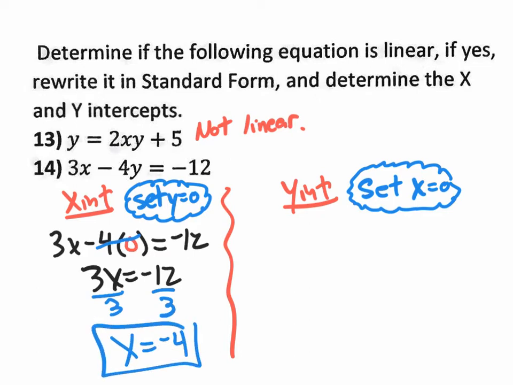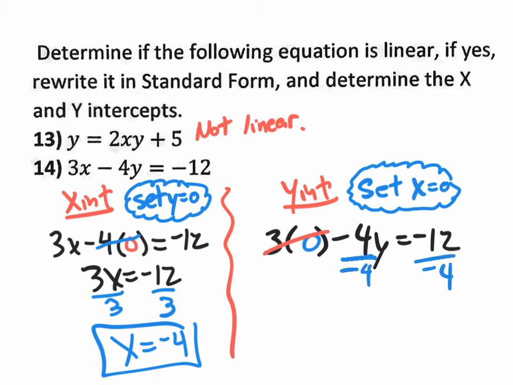And for the y-intercept, we're going to rewrite the same exact equation, but we're going to set x equal to 0. So instead of 3x, I want to put 3 times 0. Check it out. 3 times 0 minus 4y equals -12. Let me put that 0 in there. And of course, 3 times 0 disappears because it's nothing. We have the new equation, -4y equals -12. So you divide by -4, and you divide by -4, so your y-intercept is +3.